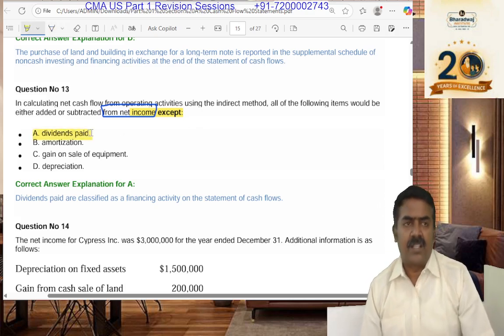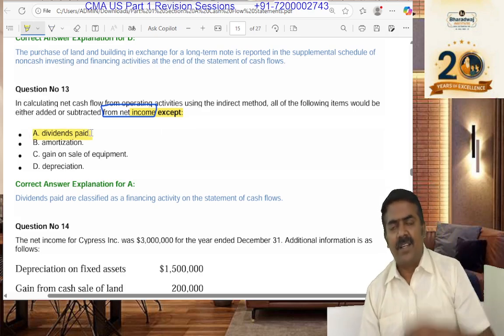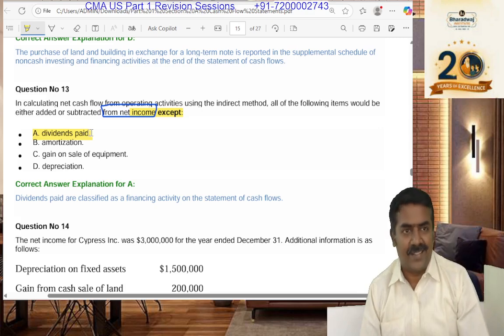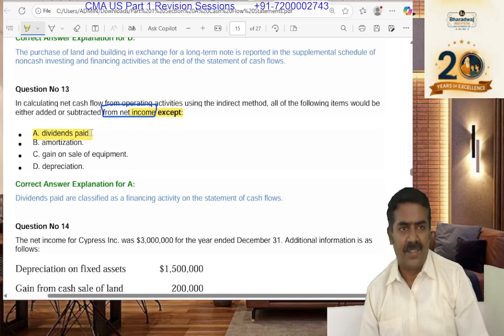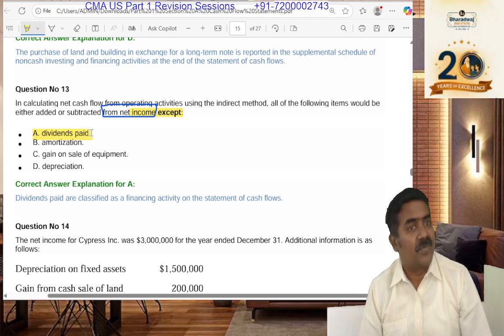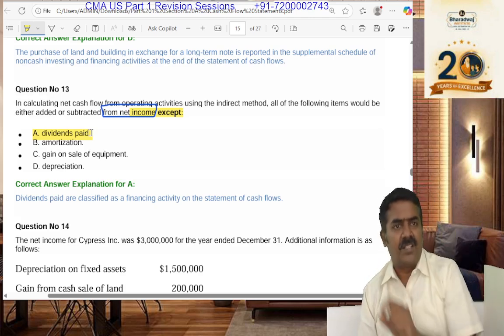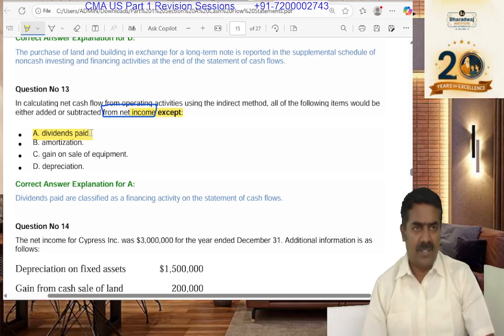That is what. If you start CFO, cash from operating activity, by comparing opening and closing retained earnings, then you will add back dividend, because opening and closing retained earnings is after adjusting what? Dividend. If you start with net income, we will not add back what? Dividend. We will not add back.